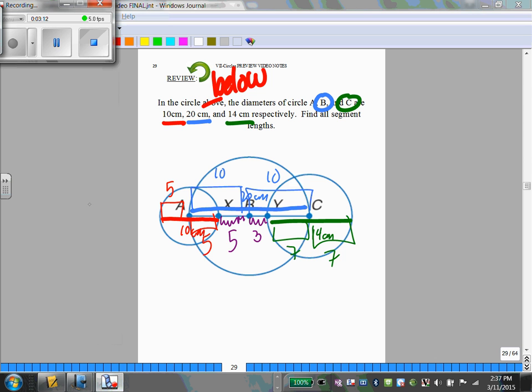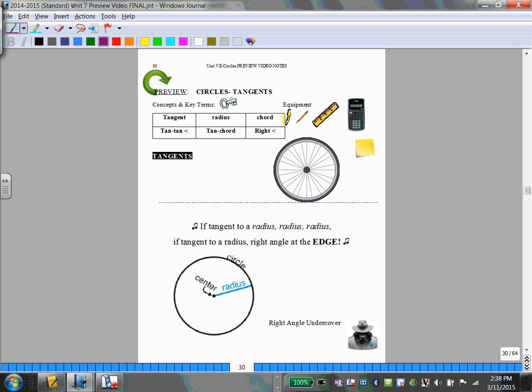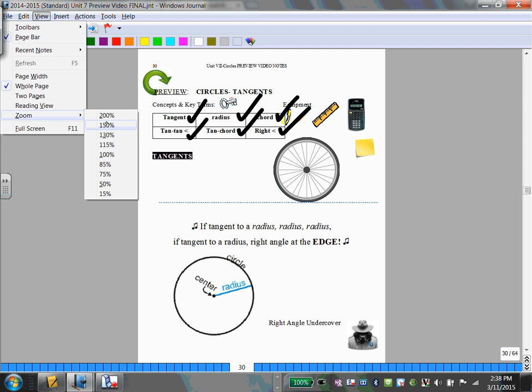All right, let's get your reference booklets handy because you're going to need them in just a little bit. So this lesson is all about undercover right angles. We're going to be talking about tangents and radius, chords. I'm going to talk specifically about the tan-tan angle, the tan chord, and those right angles are going to come back to haunt you again.